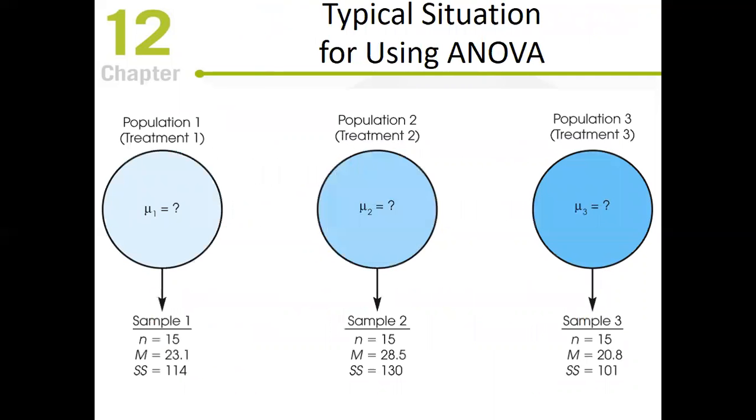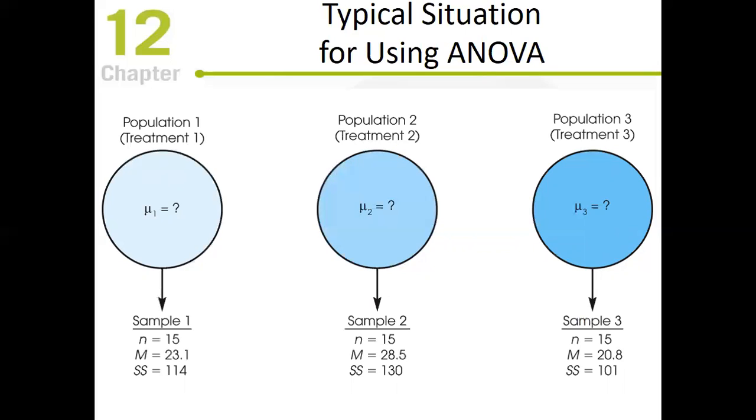Okay, so here's a typical situation for using an ANOVA. We have 3 different samples here that have been randomly drawn from 3 populations of interest, and we're looking to see how these samples perform. Are they different from one another? And ultimately, can we make a larger conclusion about the population they've been drawn from?